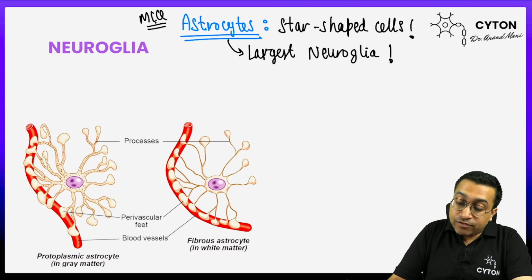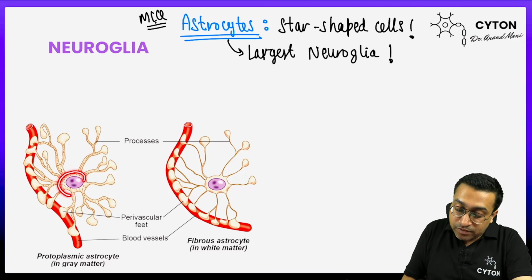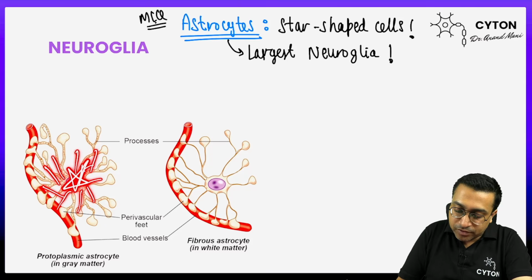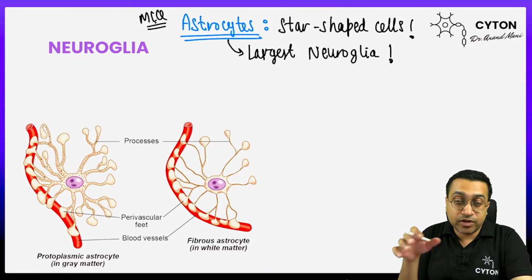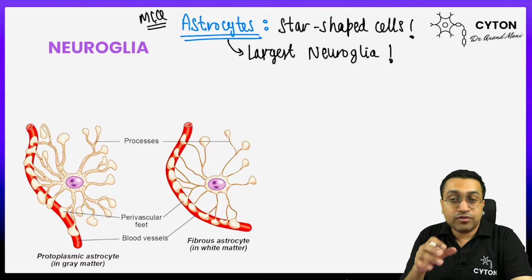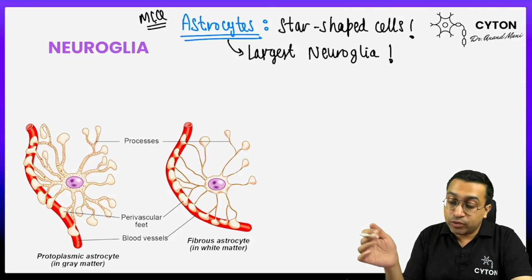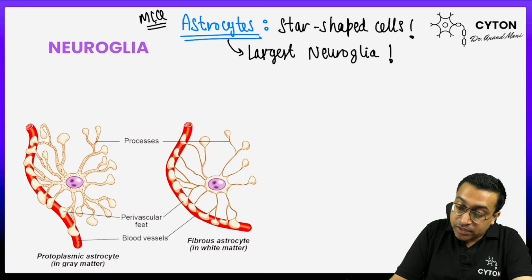And they have numerous processes. Can you see this cell? And it has numerous processes, just like a star. So just like a star, see there it has numerous processes. That is why we are calling it the astrocytes. And these astrocytes are further of two types. Interestingly, they further can be divided into two types.